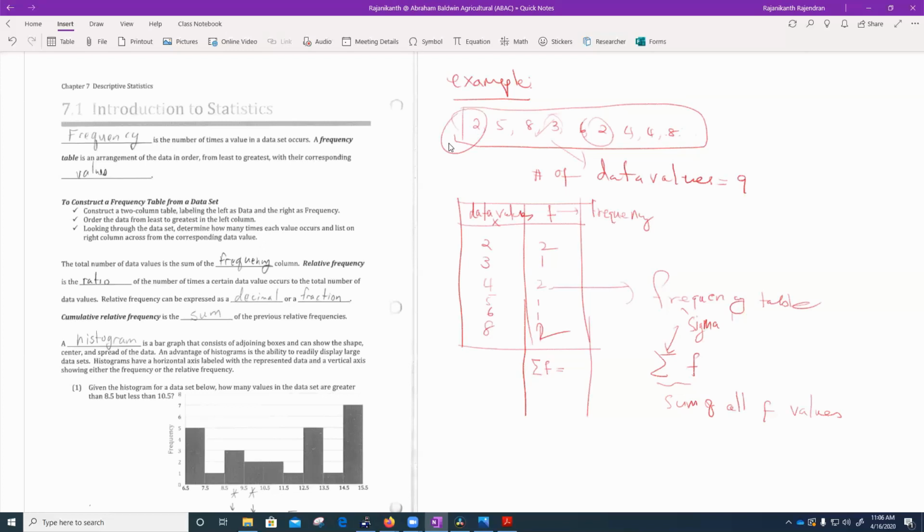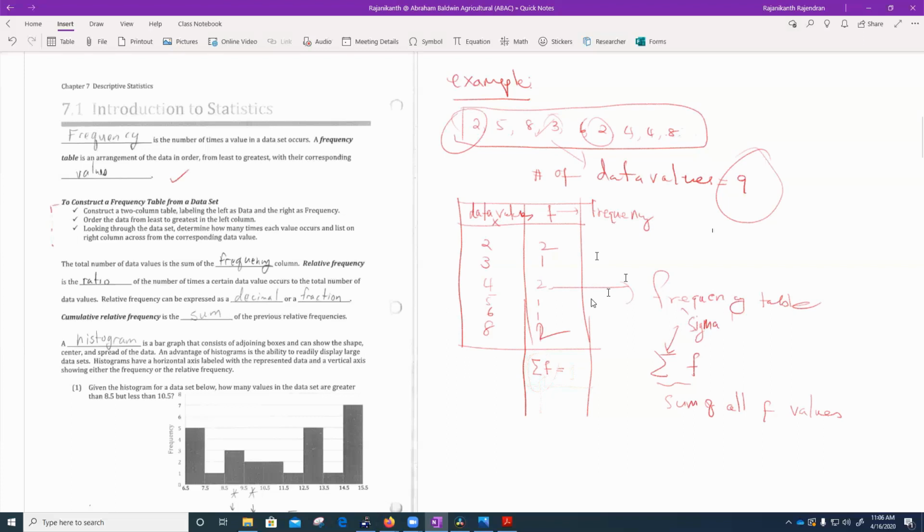That means if I write like this here, I am adding simply all the f values throughout that column. So you just add them. 2 plus 1, 3. 3 plus 2 is 5. 6, 7, 9. Right? So if you do it correctly, the sigma f, the total along f, should give you the total number of data values. Yes, I have 9 data values. Yes, I got 9 here as well. So it should match with your number of data values. Okay. So this is called the frequency table.